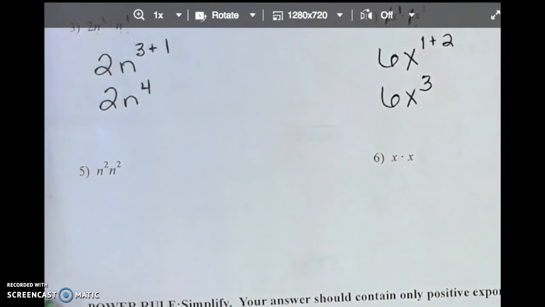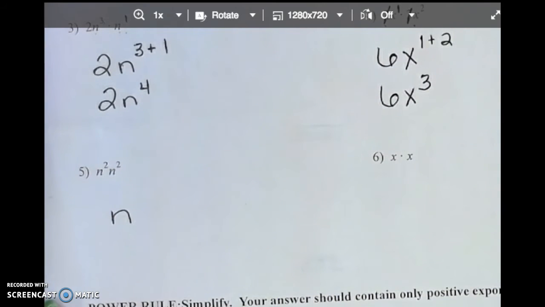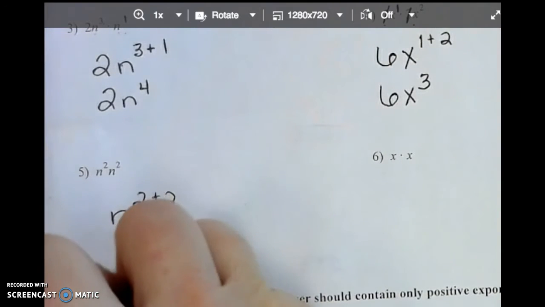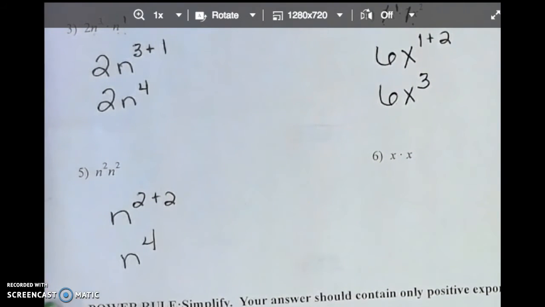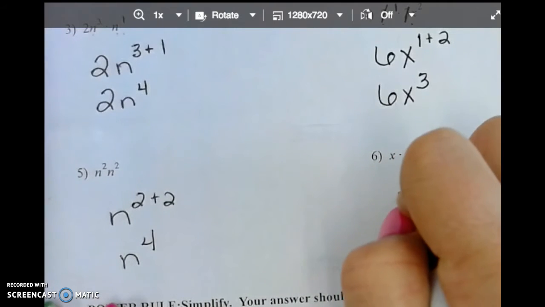Number 5, n squared times n squared. The only base there is n, so we keep the n. They have exponents of 2, so 2 plus 2 makes n to the 4th. Keep the base, add the exponents. On number 6, x times x is just x squared.